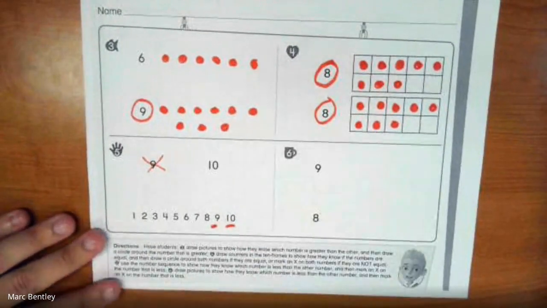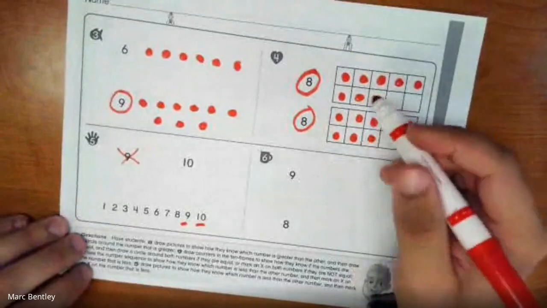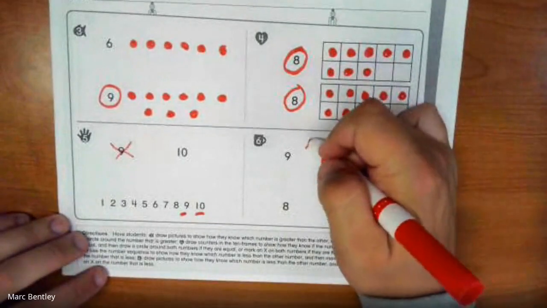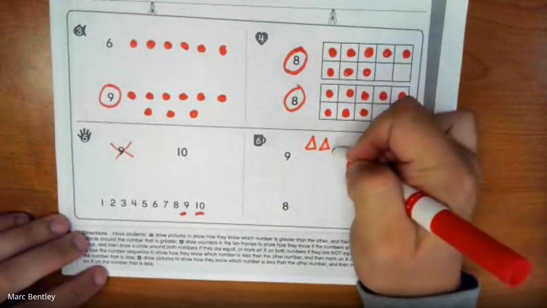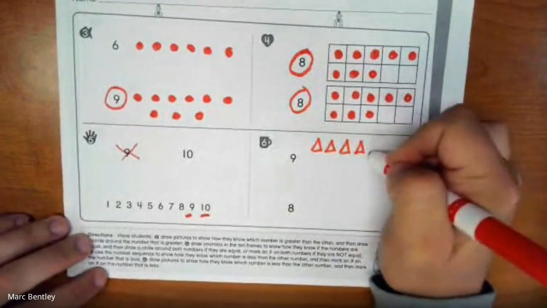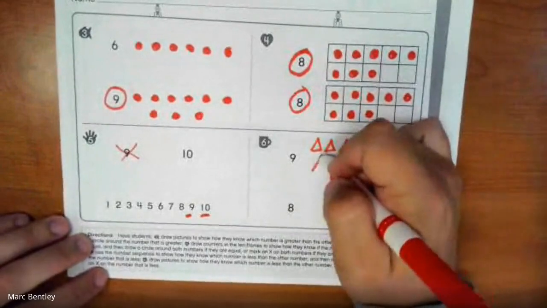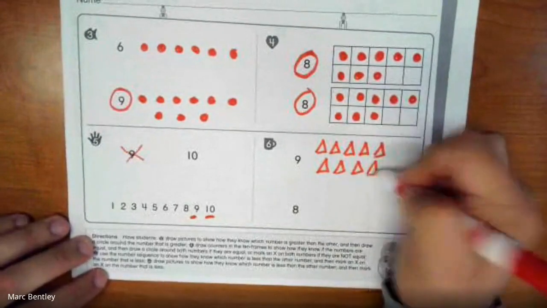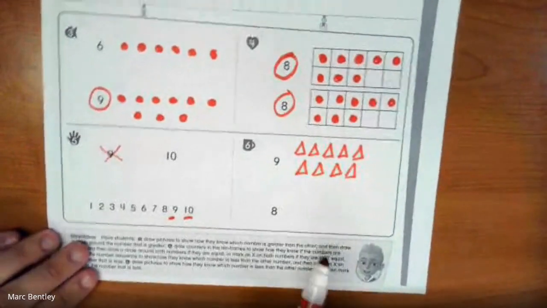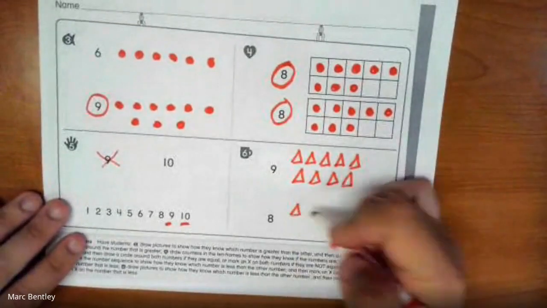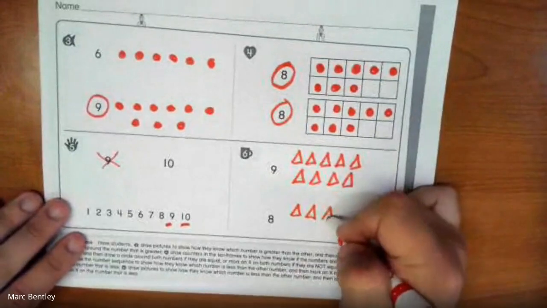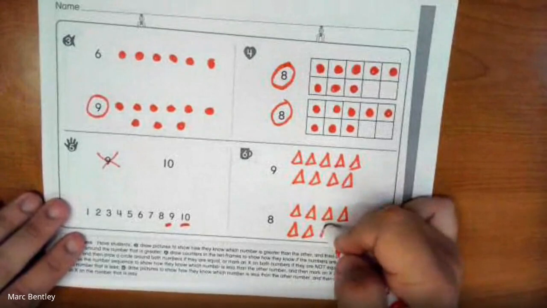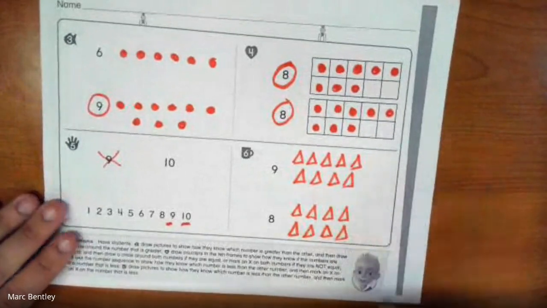Okay, over here, we're back to drawing pictures again. This time I'm going to draw triangles. So on the top, I have to draw 9 triangles. We'll go 1, 2, 3, 4, 5, 6, 7, 8, 9. And on the bottom, I have to draw 8. 1, 2, 3, 4, 5, 6, 7, 8.